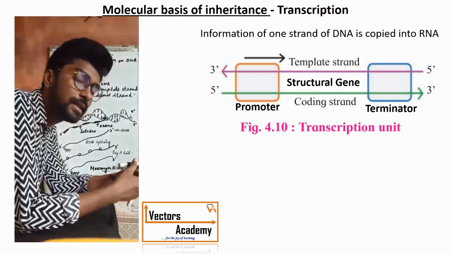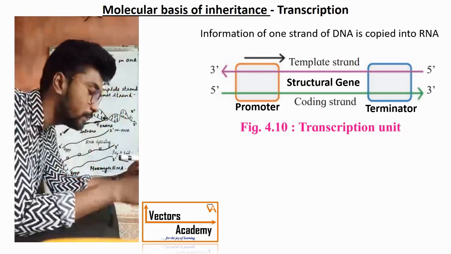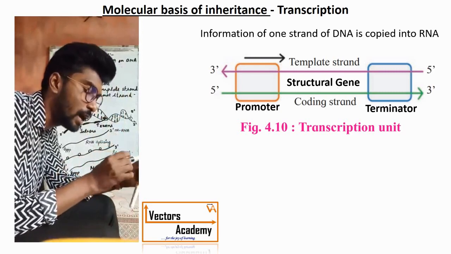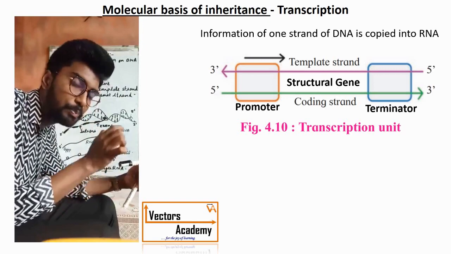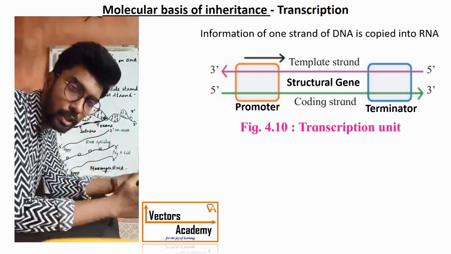Okay, so what happens in the second step? Second step is called elongation. The RNA polymerase enzyme will come and bind to the promoter at the 5' end. Now the double-stranded DNA will separate from each other.